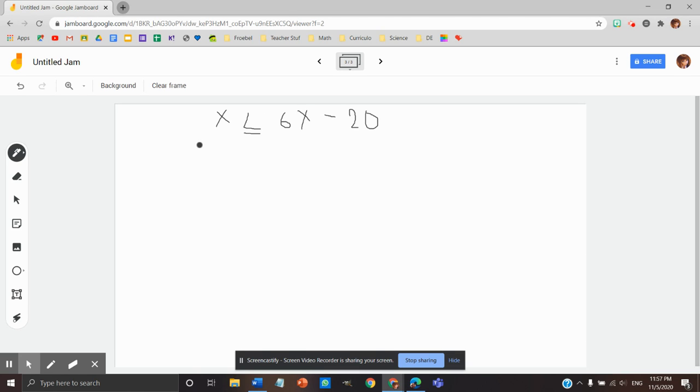So the first thing that I want to do is put all my variables on one side and all my constants on the other one. So I'm going to try to take that 6x and put it on the other side. Let's see how it looks. So if it's positive 6x, I am going to subtract 6x. And what I do on one side, I have to do on the other one.